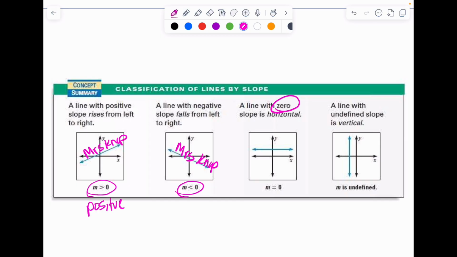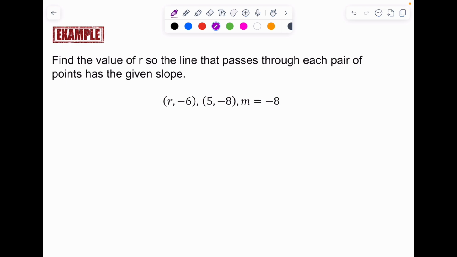When you have a zero slope, that's when we have a horizontal line. And my name is just going across like I would normally write it. And a line with an undefined slope is vertical. And it's really hard for me to write my name that way because it's going up and down.